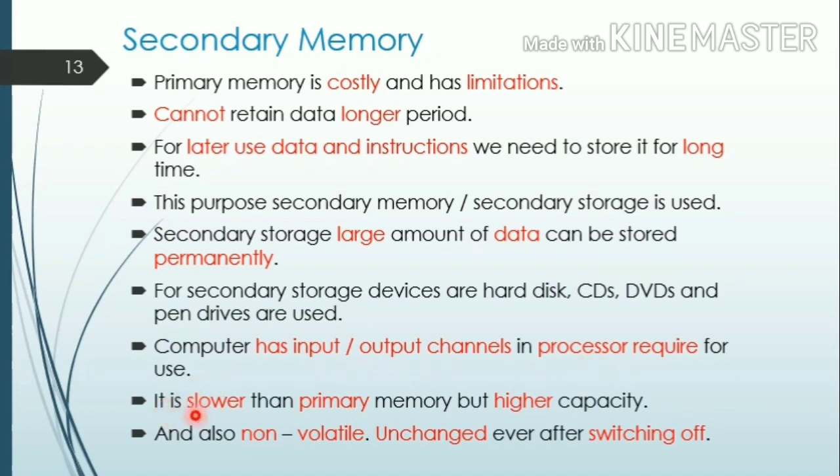Now it is slower than primary memory but has higher capacity. This is the main thing about secondary storage. It is very slow. Whenever you retrieve the data, it opens very slowly, while primary memory is very fast.